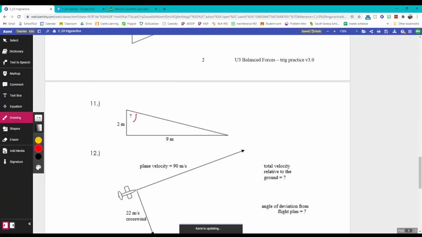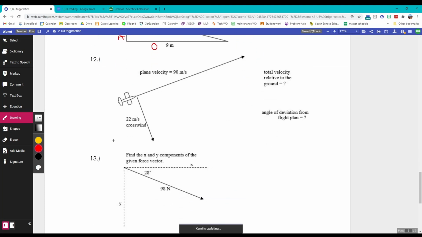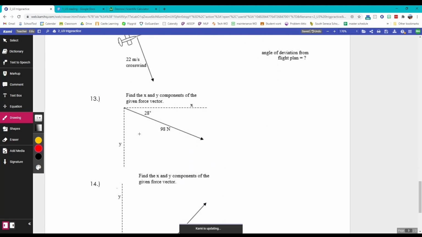11, you want to find the angle up here. If this is the angle, this one is opposite and this one is adjacent. We'll use tangent. For 13, this one's a little bit tricky because it's starting to talk about force vectors, and it says y is over here and x is over here.